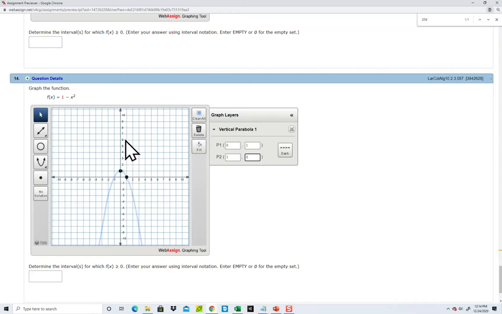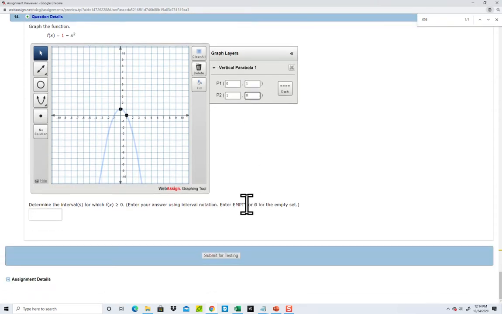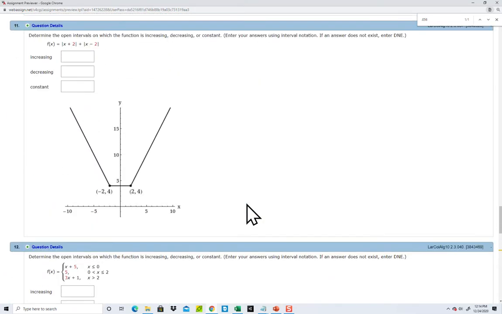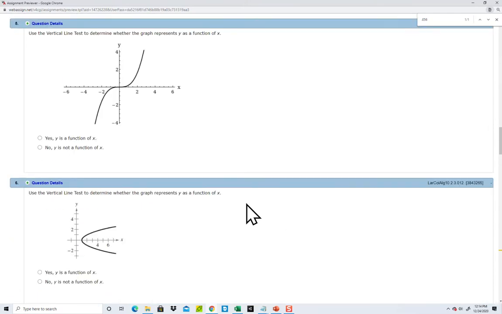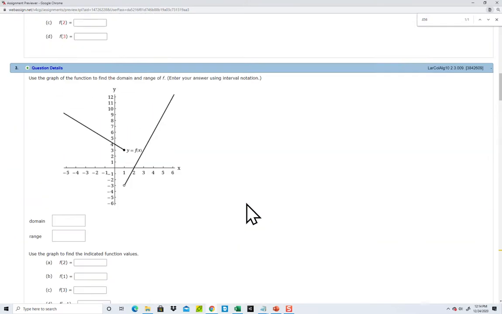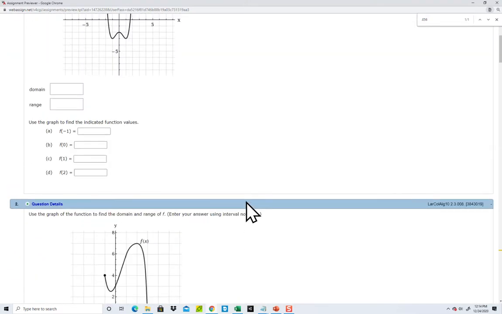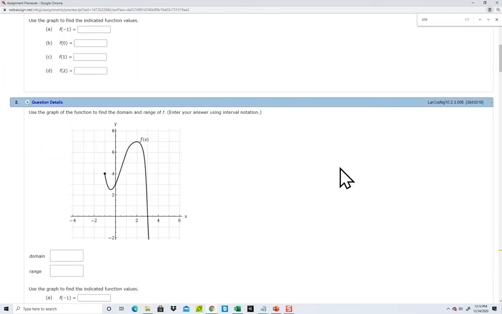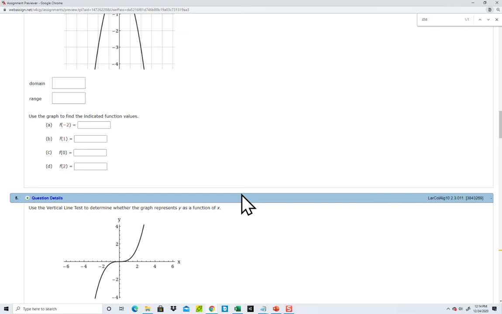Do not spend time trying to line these up and so forth. Use this Graph Layers over here. It'll make your life so much easier. I guess those were the only graphing ones that are interesting. Okay. Anyway, that gives you a couple examples of how to work with those graphs.